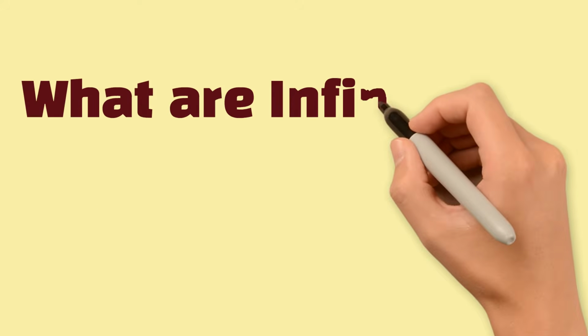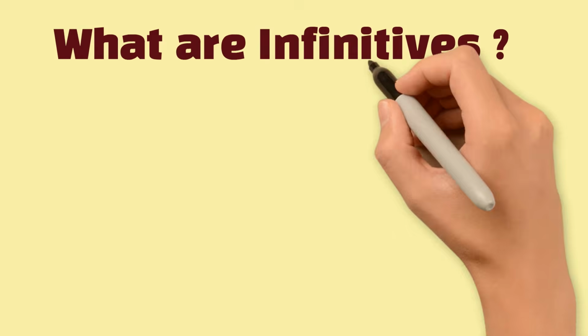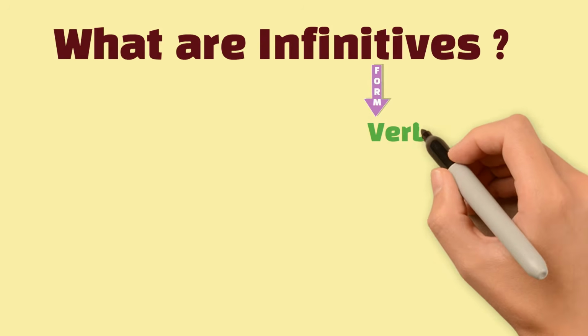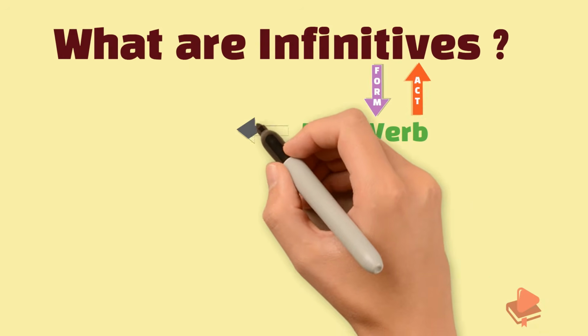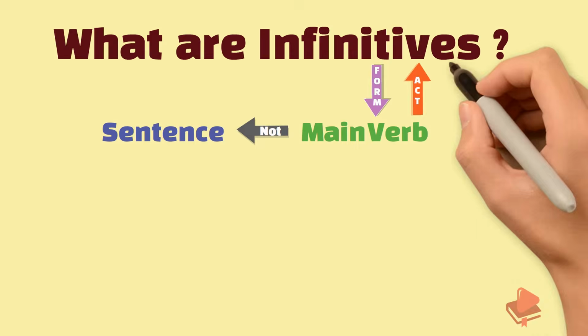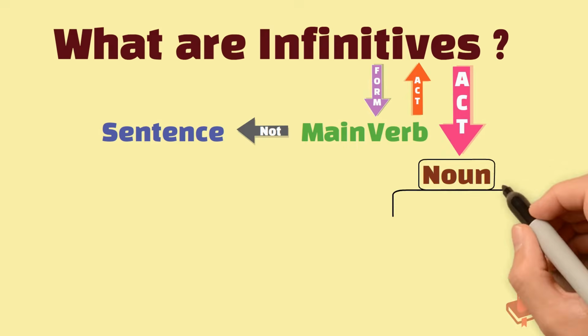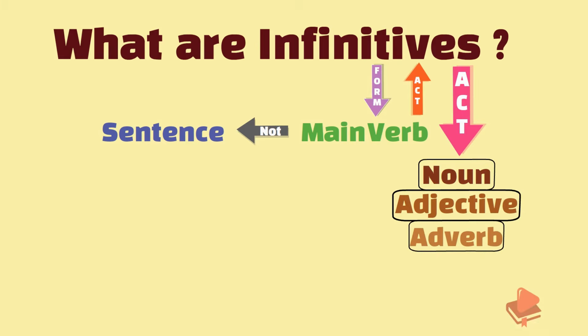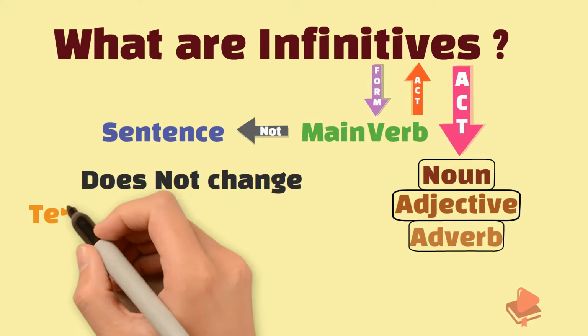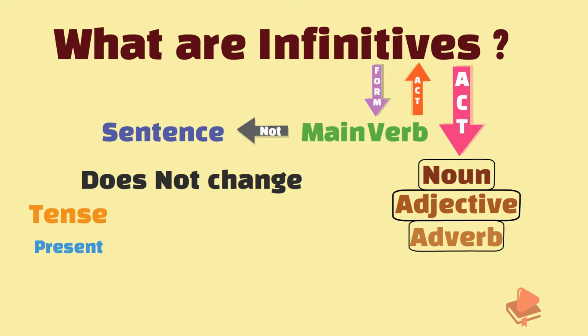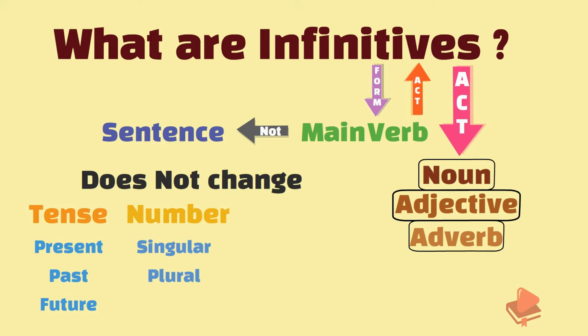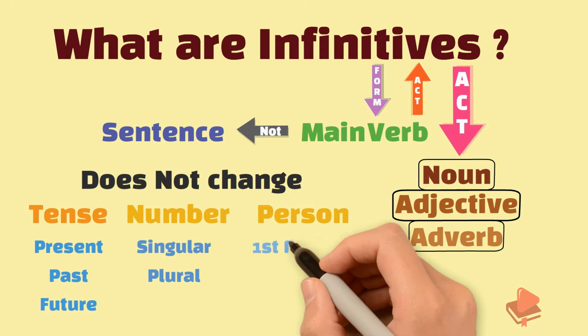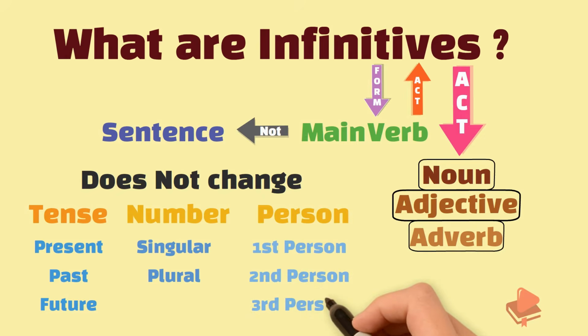Firstly, what are infinitives? An infinitive is formed from a verb but doesn't act as a verb. It is not the main verb in the sentence. It acts as a noun, adjective or adverb. It doesn't change as per the tense, that is, present tense, past tense or future tense. Neither does it change by the number, that is singular or plural, nor does it change by person, that is first, second or third person.